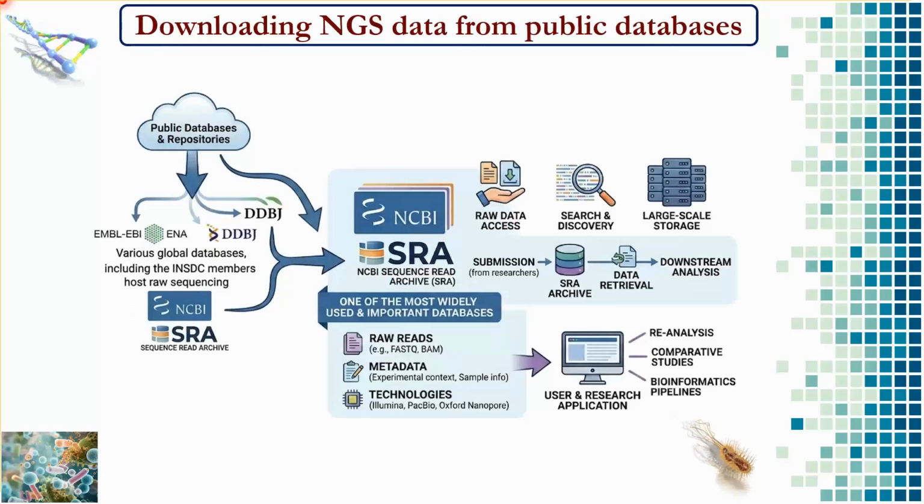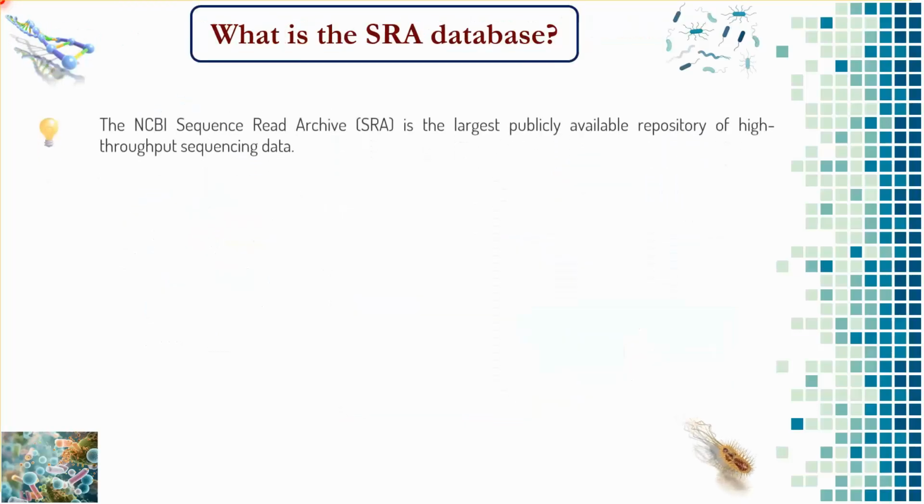Now let's move to the second approach, downloading public raw NGS data from public databases. There are several public databases and repositories that provide access to raw NGS sequencing data. However, one of the most widely used and important databases is the NCBI Sequence Read Archive, also known as SRA. So we are going to discuss the NCBI Sequence Read Archive and understand the hierarchical organization of sequencing data within the SRA database. So what is the SRA database?